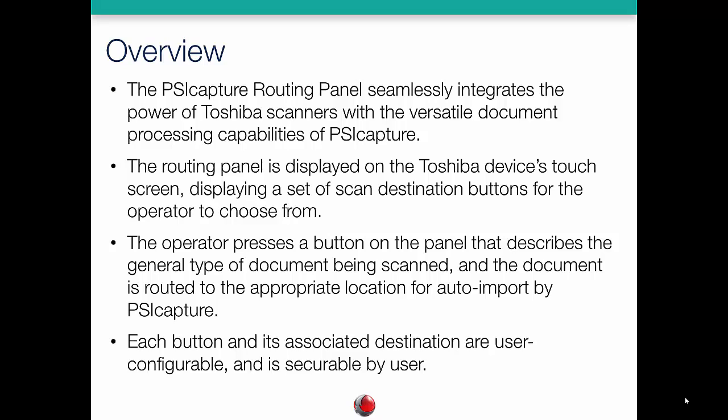The operator presses a button on the panel that describes the general type of document being scanned, and the document is then routed to the appropriate location for auto-import by PSICapture. Each button and its associated destination are user configurable and can be hidden or displayed based on the current scan operator's security roles. We'll discuss the configuration application in more detail later in the video.